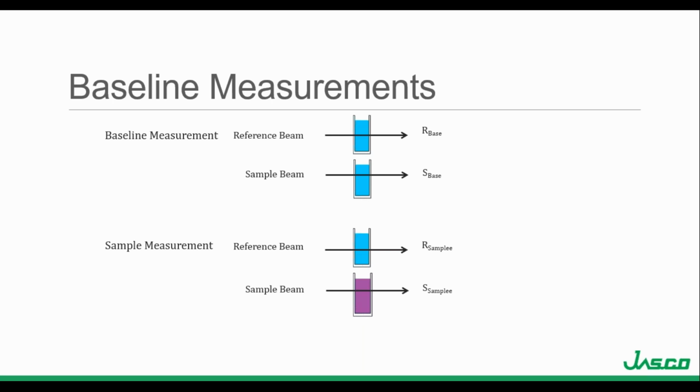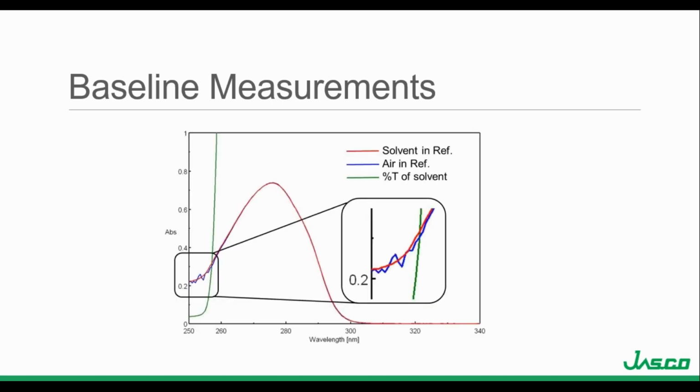So in this case, two matching cuvettes are used where the solvent is placed in both the reference and sample beam for the baseline measurement, and then for the sample measurement, the solvent is left in the reference beam and the sample is placed in the sample beam. This spectrum shows the signal to noise reduction when you have nothing placed in the reference beam, shown in blue, and then when a solvent is placed in the reference, shown in red. So the red spectra has better signal to noise than the blue spectra in the shorter wavelength range.